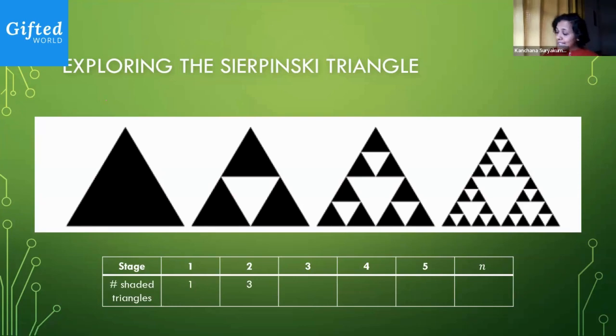Now, once I draw the second stage, I count the number of shaded triangles. In the second stage, I have 1, 2, 3 black triangles. Can you all type out and tell me what is happening in the next few stages? What number of triangles are we getting?